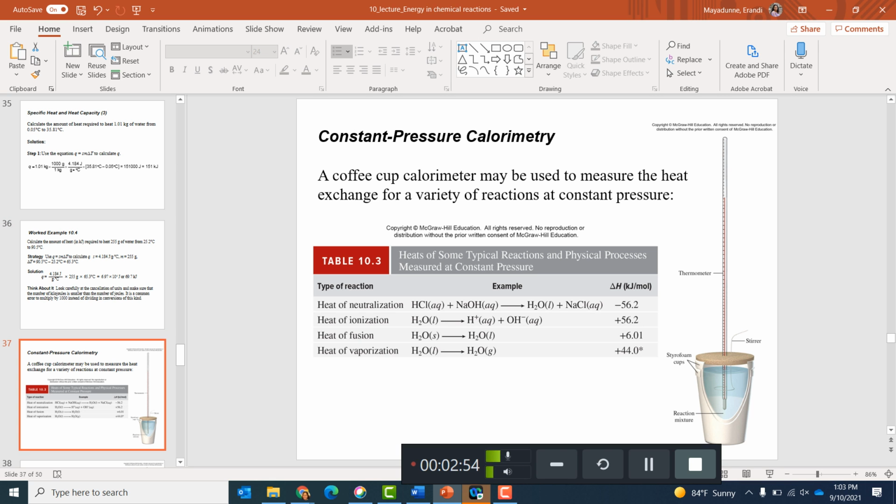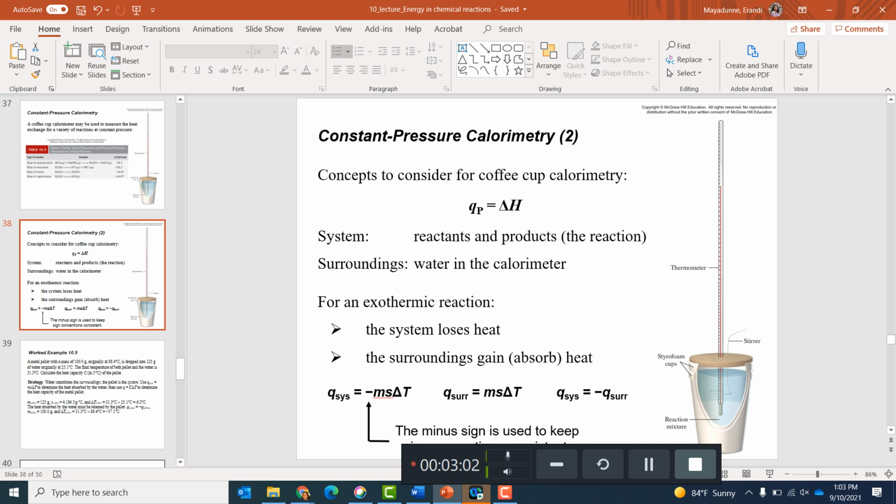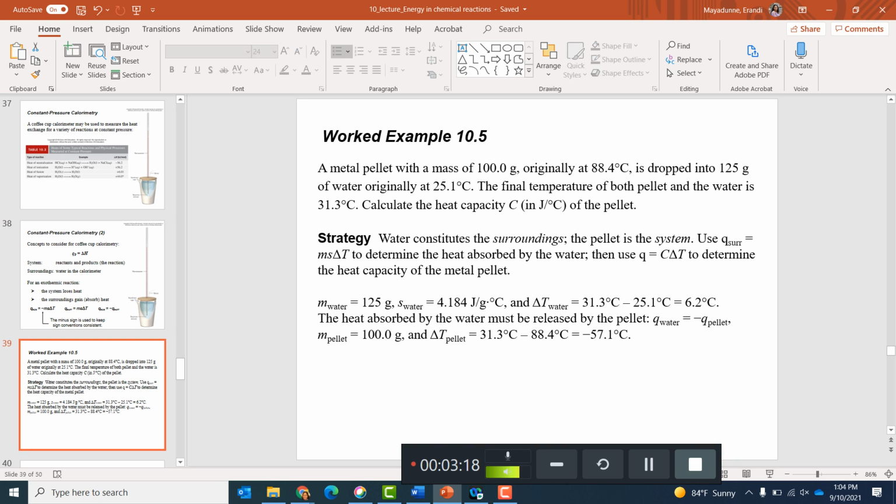If you do the reaction at atmospheric pressure, it is constant pressure calorimetry. In constant pressure calorimetry, the system is always the water, the liquid in the calorimeter. Everything else is the surrounding. The system releases heat, which is negative, and the surrounding absorbs the heat.